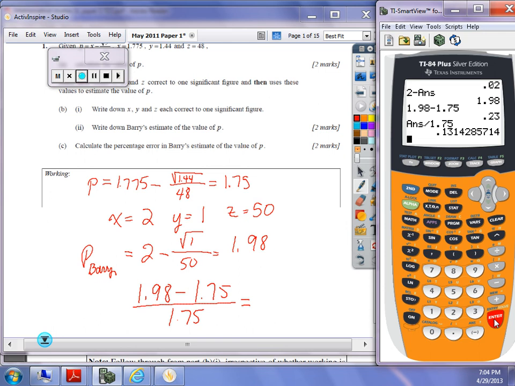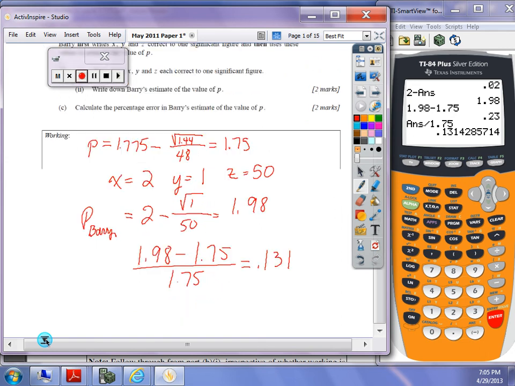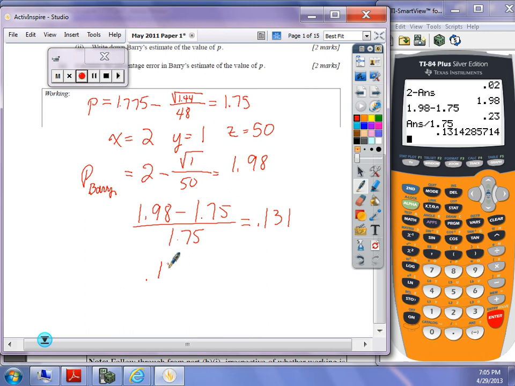And the percentage error is, and I'm looking at my digits, I've got 0.131428. I want to round that to 3 sig fig, so that's 0.131. And remember, I multiply by 100, so I want to change this into a percentage for the percentage error. So 0.131 times 100 is equal to 13.1%, and that would be the answer for the final part.